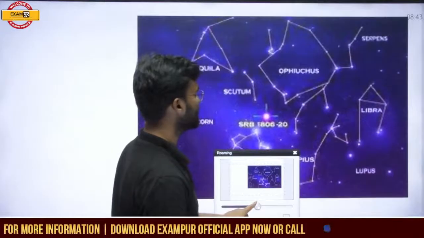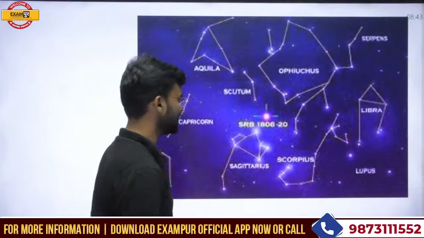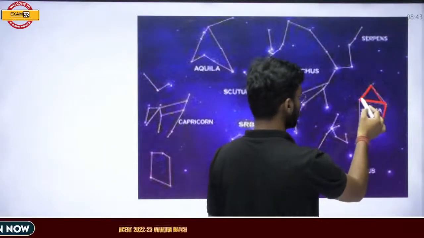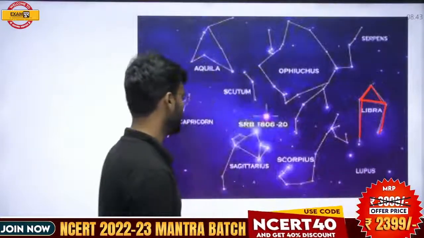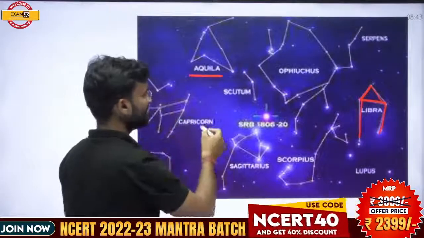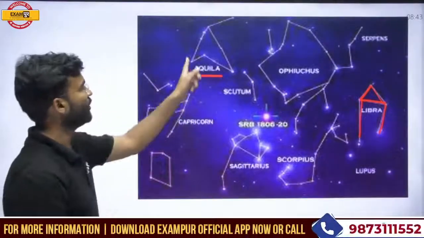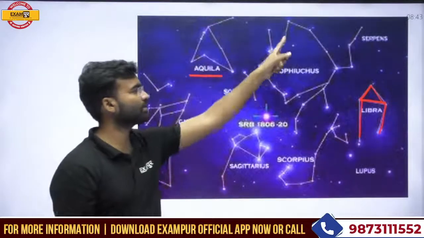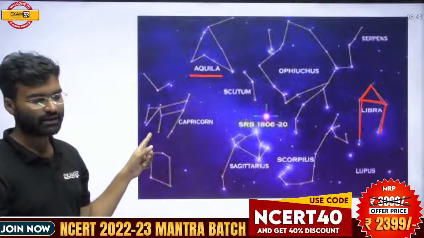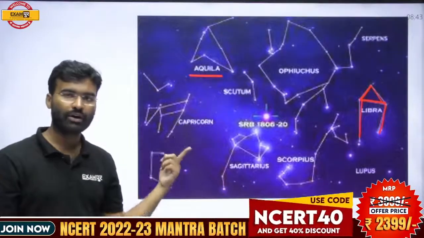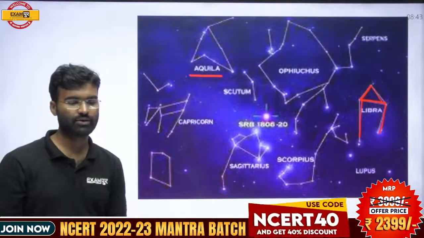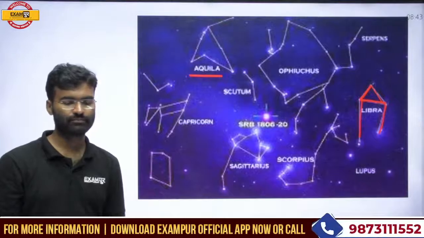Some examples of constellations are Libra. These stars make a clear pattern. This is called Libra. Scorpius, Capricorn, Aquila. These are constellations. So this is one constellation, this is another constellation, and this is another constellation. So a constellation is basically a group, or set, of stars which make a clear geometrical pattern. This is called the constellation.